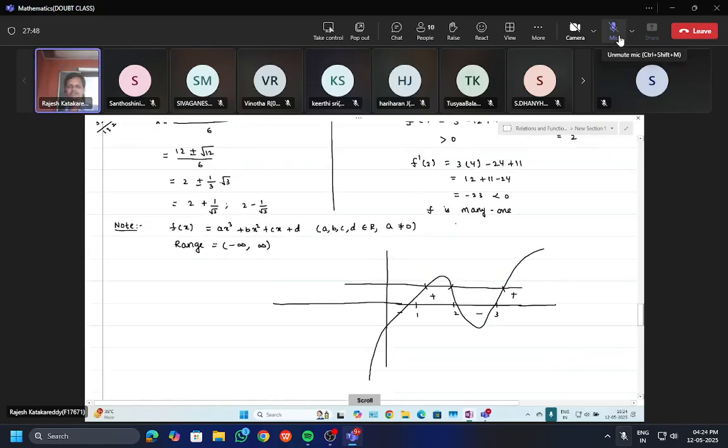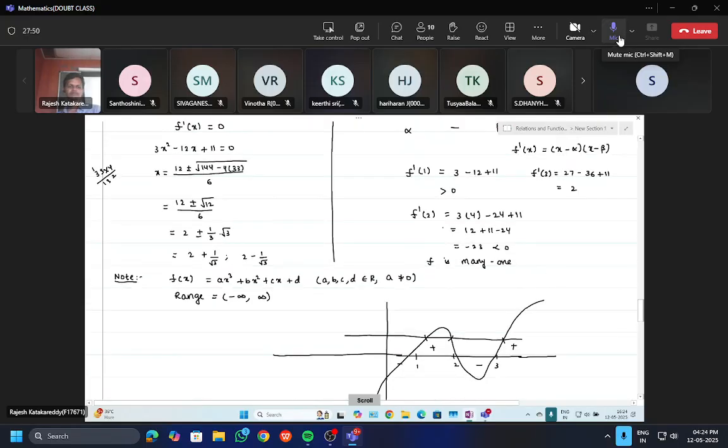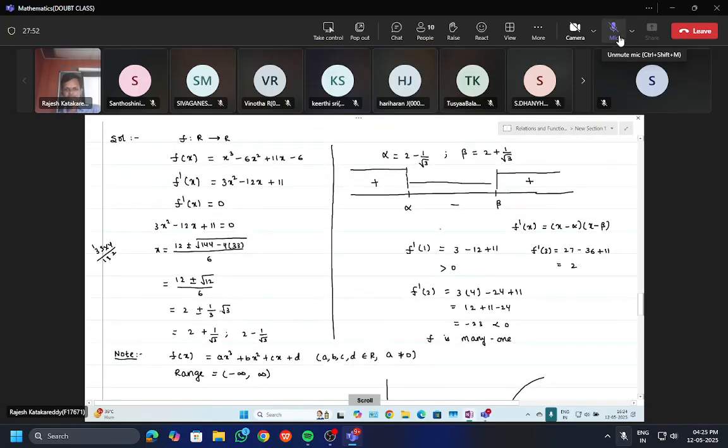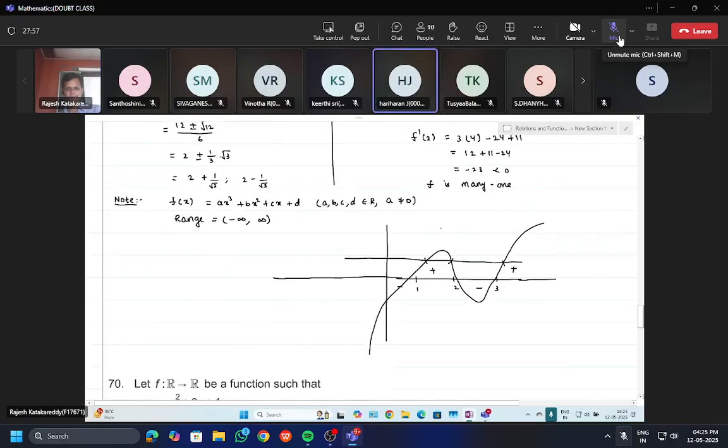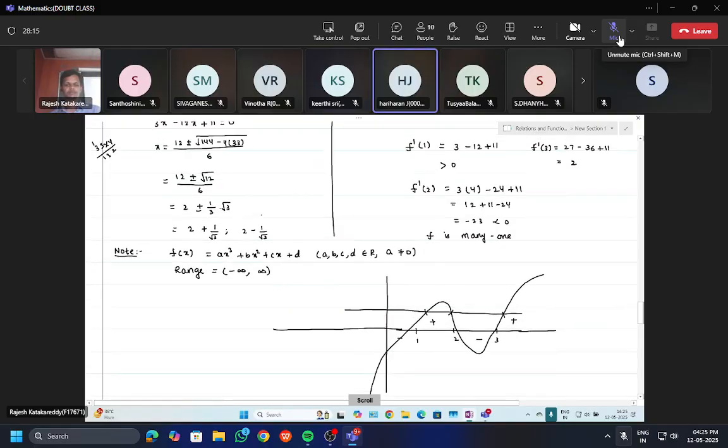Any doubts in this? Sir, the note on the cubic equation is only for proving the onto function, sir. Yes, onto function. You can write that for every cubic equation, the range will be minus infinity to plus infinity if the domain is real numbers. Okay, sir. Thank you, sir.